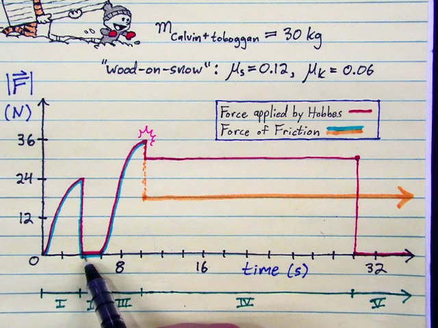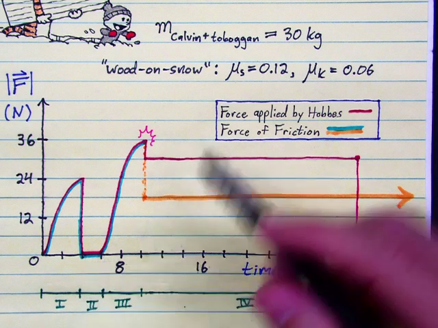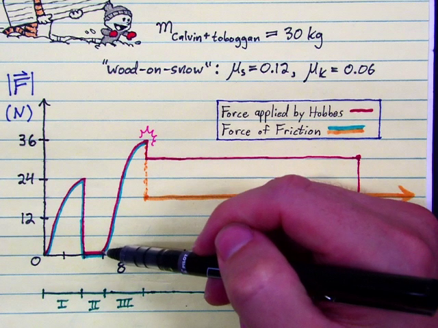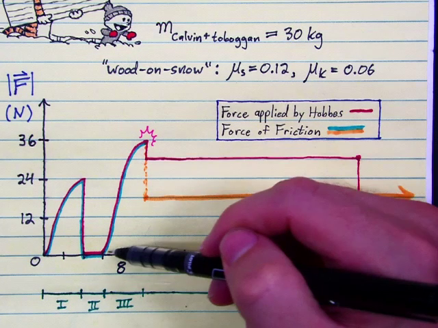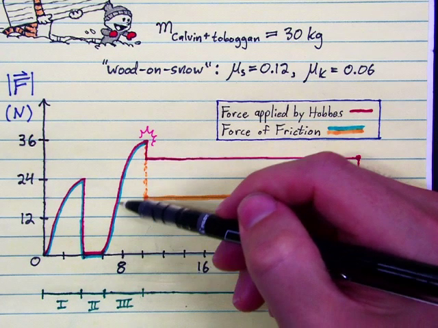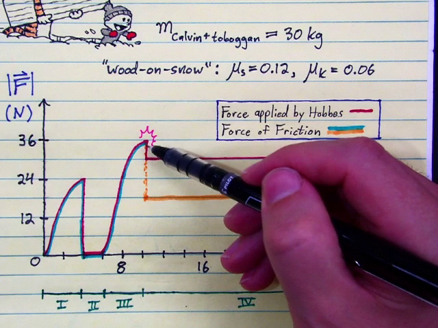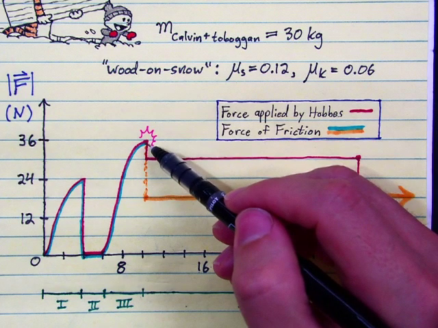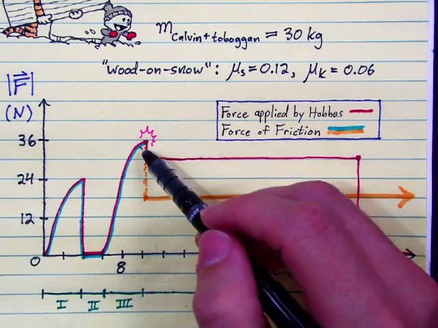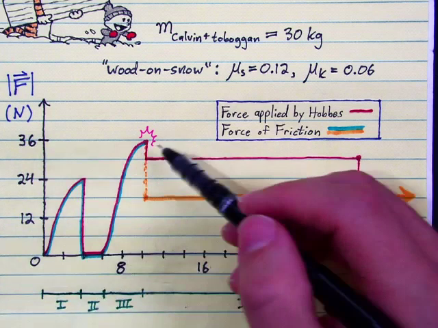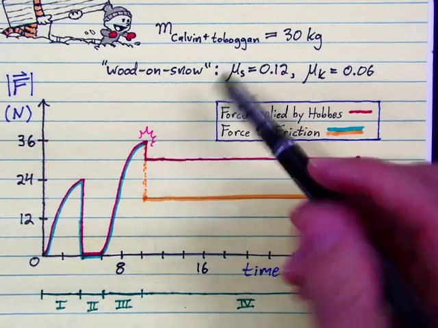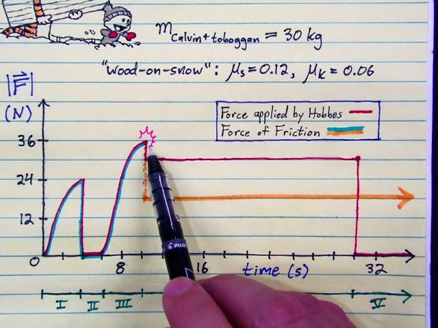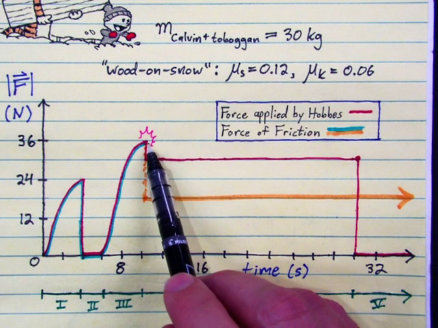Hobbes takes a breather for a couple of seconds here, exerting no force, and then tries to push again. This time he pushes even harder. His applied force grows and grows and grows up until this moment when static friction, which has been growing to match him the whole time, can no longer match that applied force. Once Hobbes pushes with a little more than 36 newtons of force, that's the maximum force of static friction, he breaks static friction right there. And at this moment, Calvin starts to move.